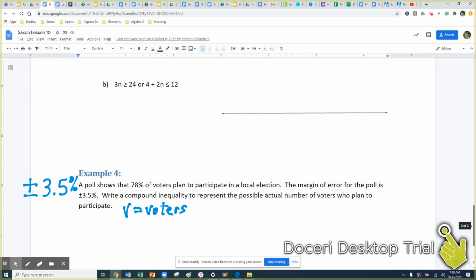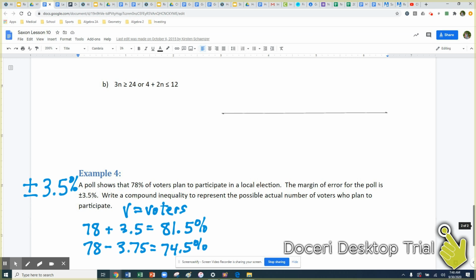Now, plus or minus means you add 3.5% and you also subtract 3.5%. So I'm going to show my work over here on the side. I'm going to take 78 plus 3.5. According to this poll, with this margin of error, there could be up to 81.5% of people voting. But I also have to look at the minus side, minus 3.5%. There could be as low as 74.5% of people voting. There's about a 7% window of where the actual number of voters could be.